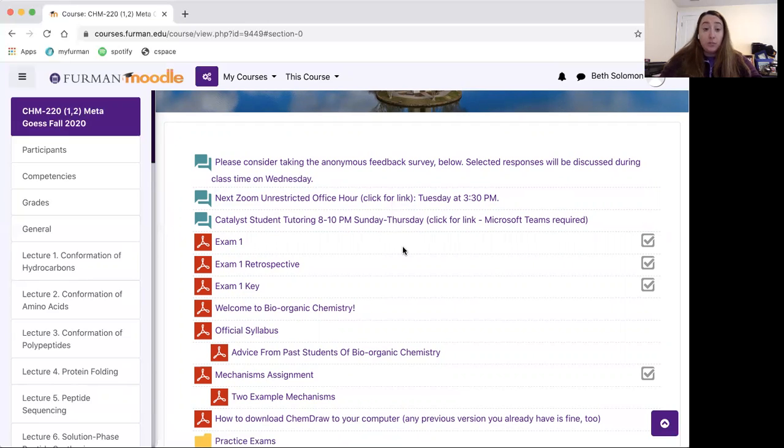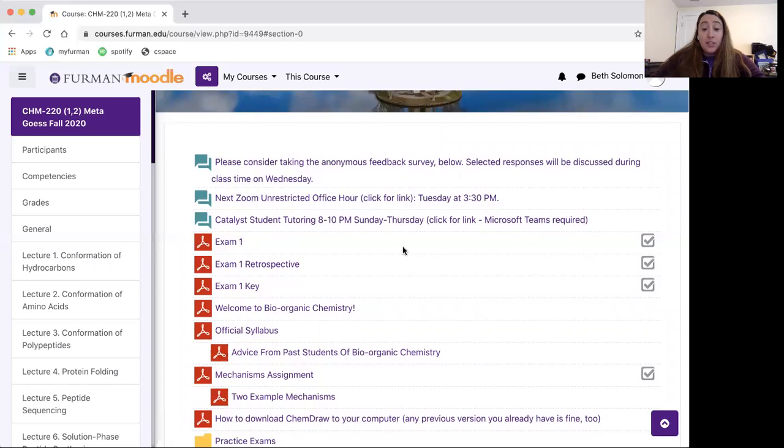The third thing on this list is Catalyst student tutoring. This is run through the chemistry department and it's Sunday through Thursday from 8 to 10 p.m. This is a great opportunity to review with other classmates and other chemistry majors and do some extra learning. That really does count as review time and you can work through some homework.